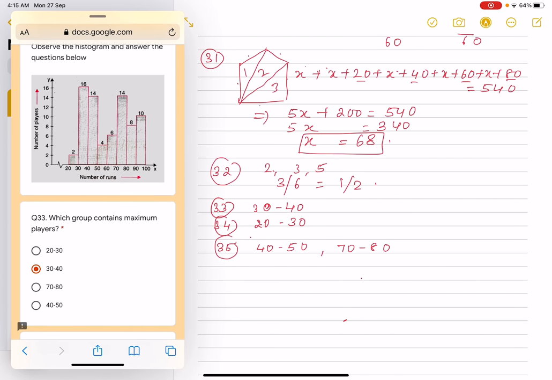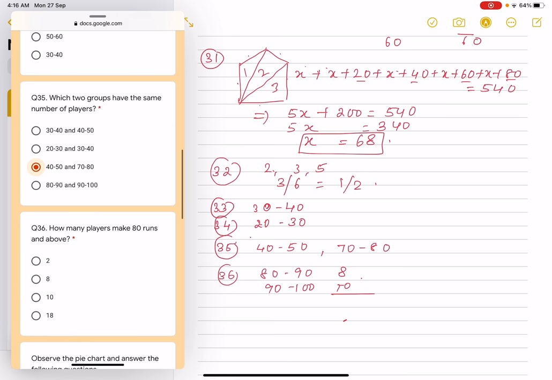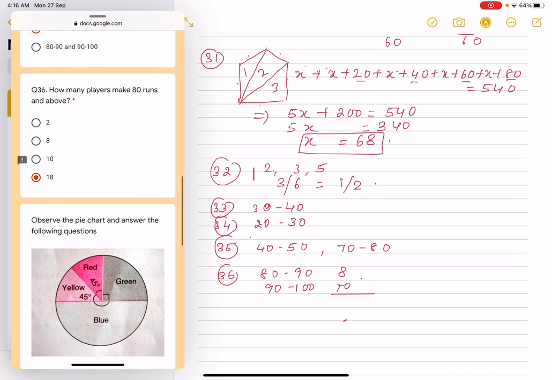How many players above 80 runs? So we have to take the data 80 to 90. We have 8. We have 90 to 100, 10, so we add, that is 18. So here we have 18. Yes, we have 18, last one.